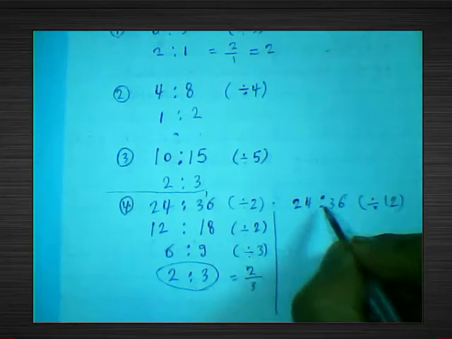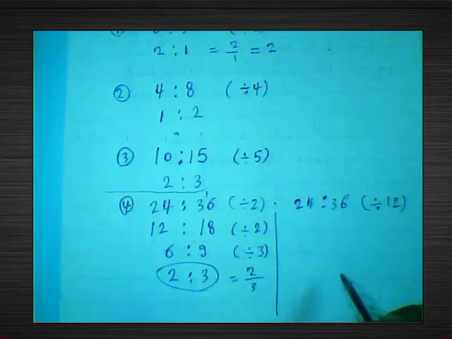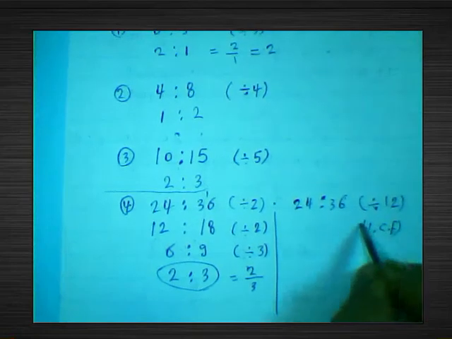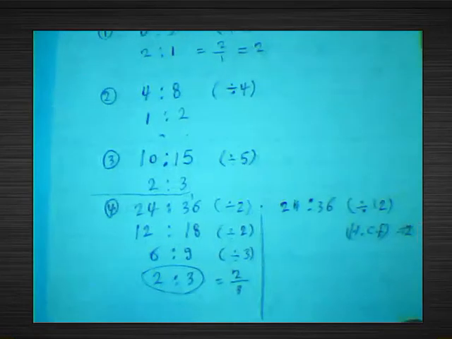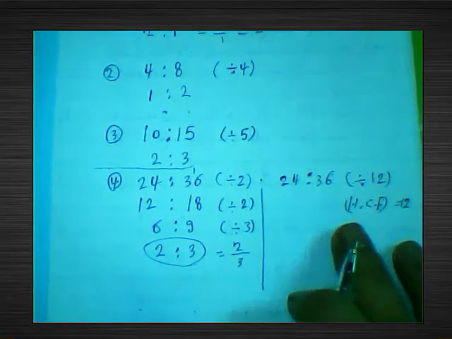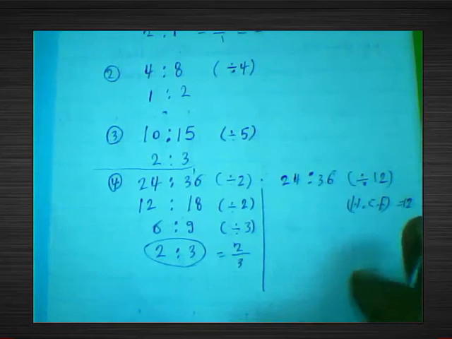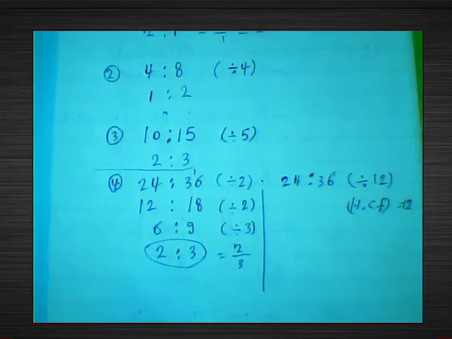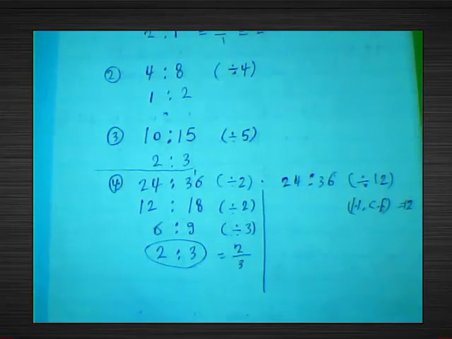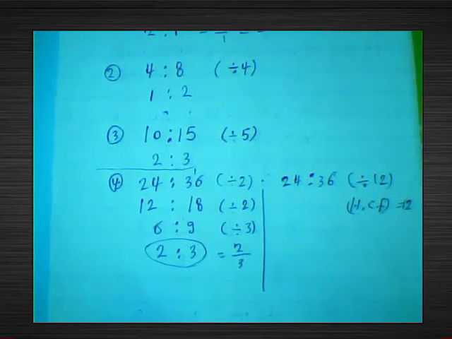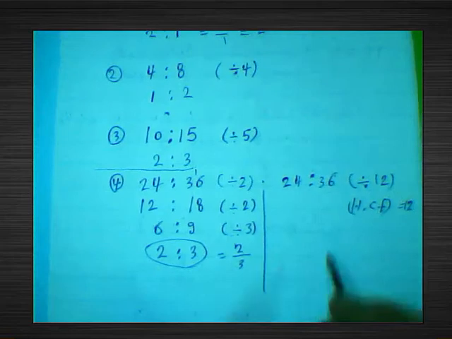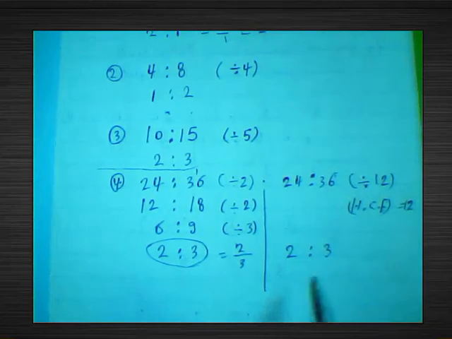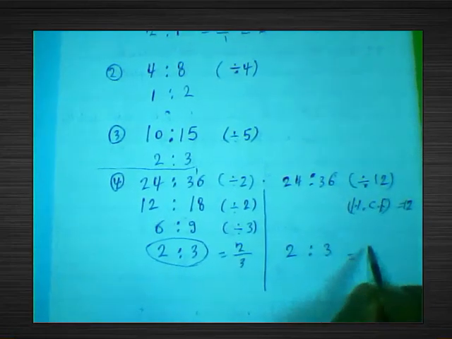Another one, you can solve it by dividing by 12 in only one step, because 24 and 36 can be divided by 12, and the highest common factor, HCF, equals 12. If you know the highest common factor, you can solve it in one step. It's very easy for you, and it's a true method. Don't panic. If you do this method or this method, you will find the true result. 24 divided by 12 equals 2. 36 divided by 12 equals 3. So the result will be 2 to 3, or we can write it as 2 over 3.